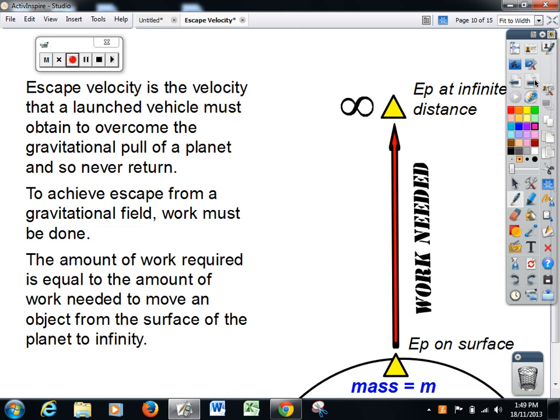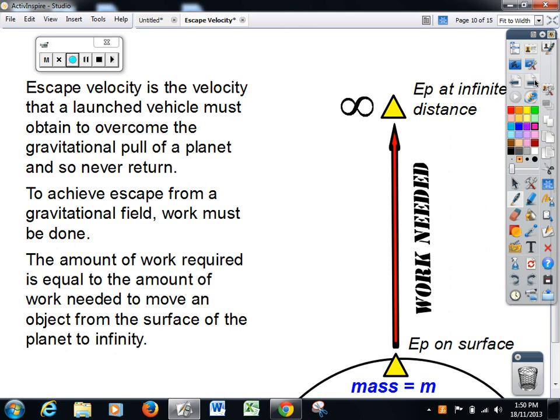To achieve escape velocity, we must do work. Now, we know that the way to get work into an object is to change its kinetic energy. And we were doing work on that cannonball a few moments ago by projecting it out of a cannon. So we need to somehow give an object enough kinetic energy, enough work, so that it will never ever return. The amount of work required is equal to the amount of work needed to remove it from the surface of the Earth all the way to an infinite distance away. Where have we heard this definition before? Right, it's the definition of EP.